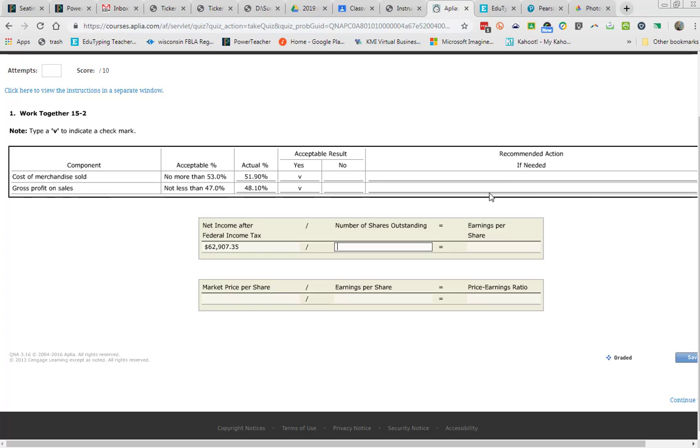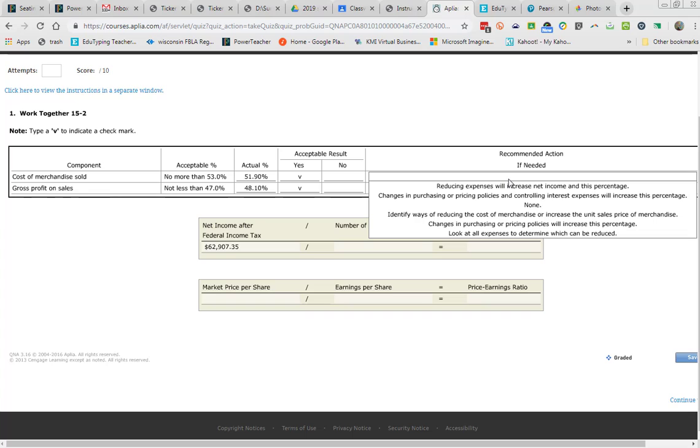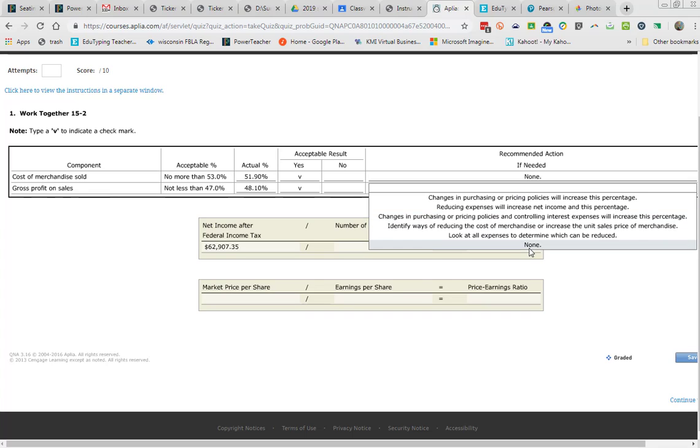What about recommended? You only fill that out if you accept. No. Oh, no, I already clicked one. Oh, actually, I think you have to choose none or it'll mark it wrong.